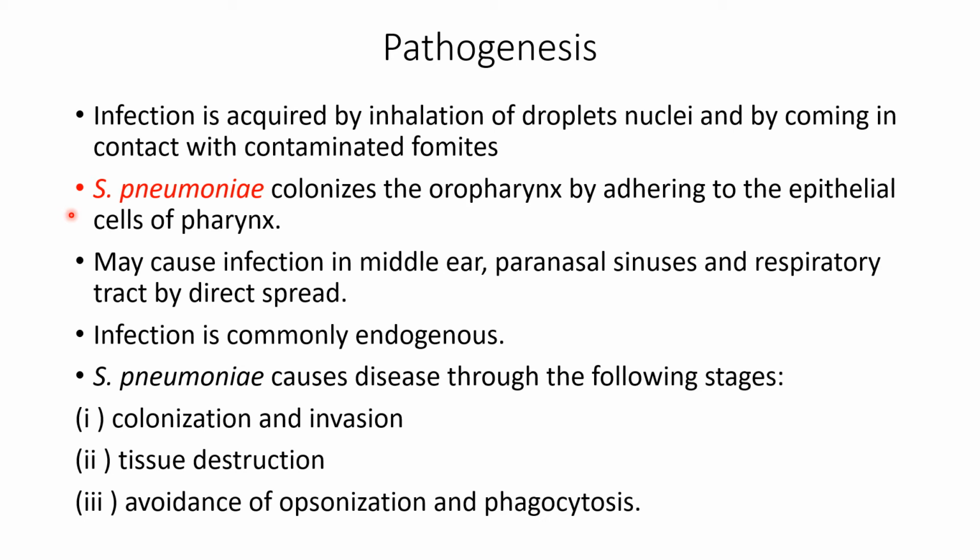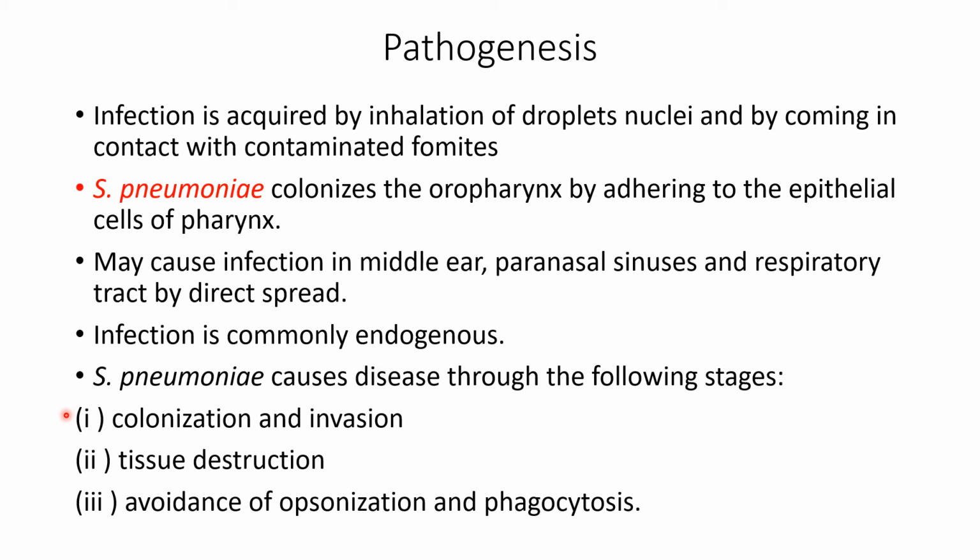But whatever it is, once it comes into contact with the respiratory epithelium, it will first try to colonize the oropharyngeal region by adhering to the epithelial cells of the pharynx, the upper respiratory tract, and from there it may start spreading to other nearby parts. So it may cause infection in the middle ear, in the paranasal sinuses, and also the lower respiratory tract by direct spread.